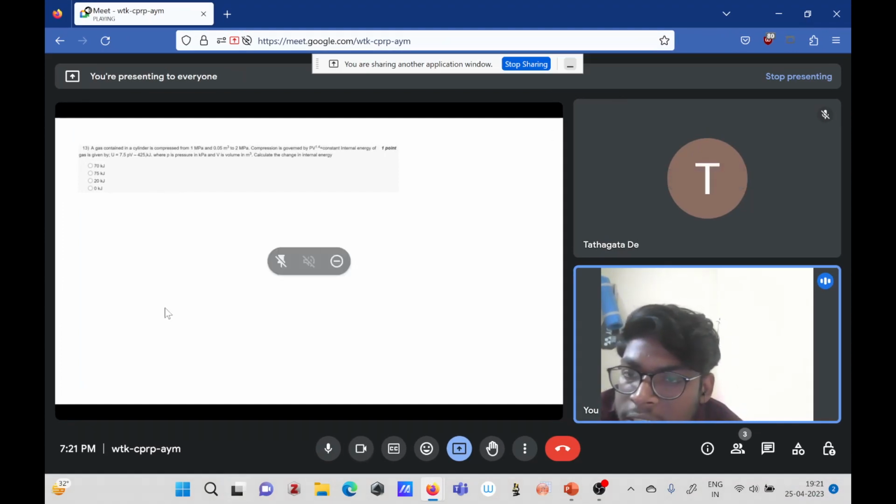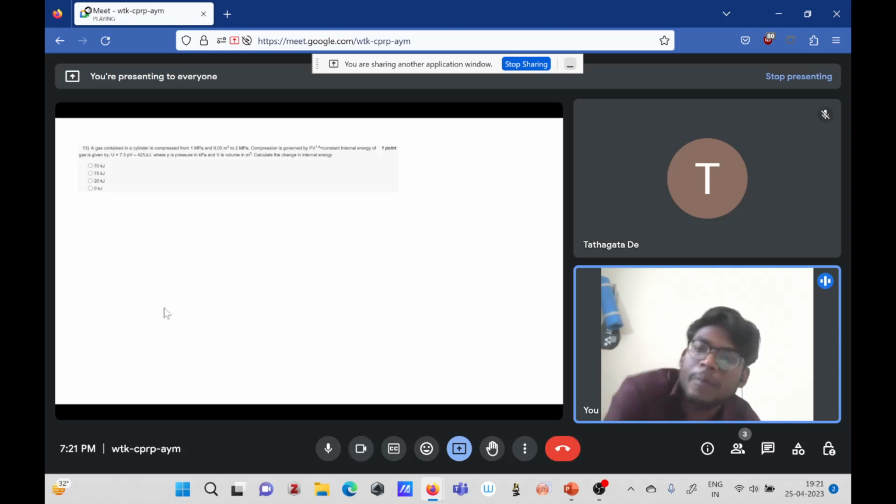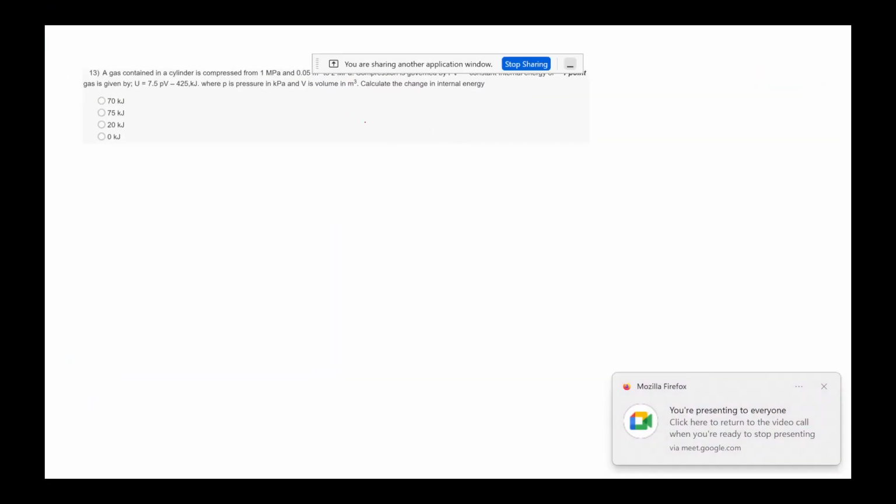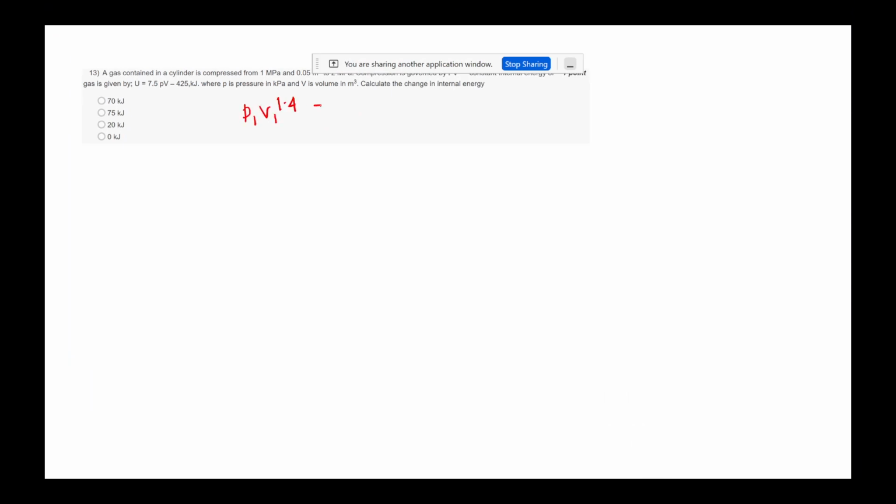A gas contained in a cylinder is compressed from 1 megapascal and 0.05 meter cube to 2 megapascal. Compression is governed by PV to the power 1.4 equal to constant. Internal energy of the gas is given by U equals 7.5 PV minus 425 kilojoule, where P is pressure. Calculate the change in internal energy. To do that, we first have to find V2. So P1 V1 to the 1.4 equals P2 V2 to the 1.4.